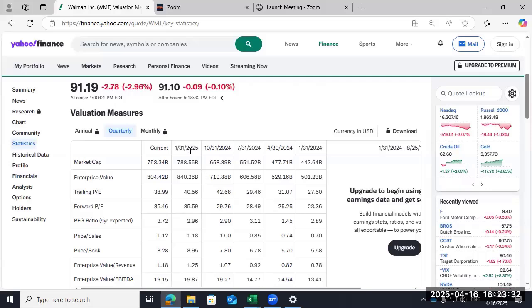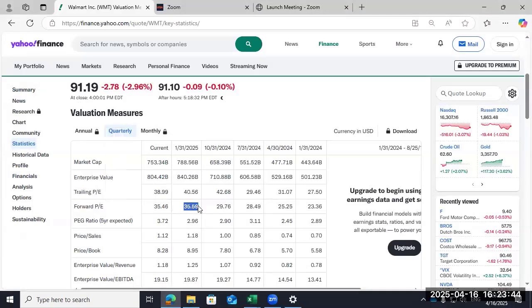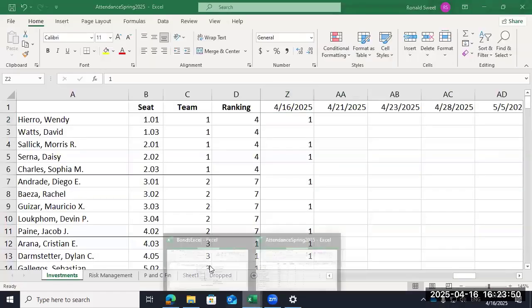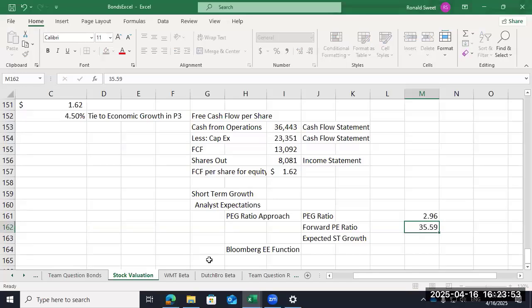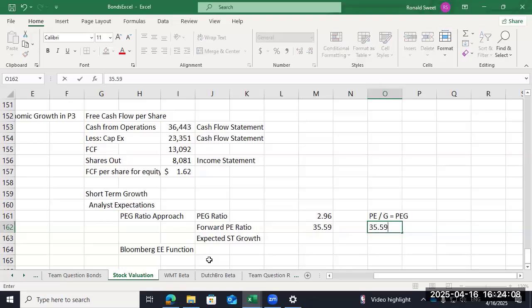The PEG ratio, again, I'm going to use the latest year for Walmart, is 2.96. That's pretty high, kind of expensive. Their forward PE ratio, again the latest year, not the current, is 35.59. So we know that the PE ratio divided by growth equals the PEG. So 35.59 divided by growth equals 2.96.